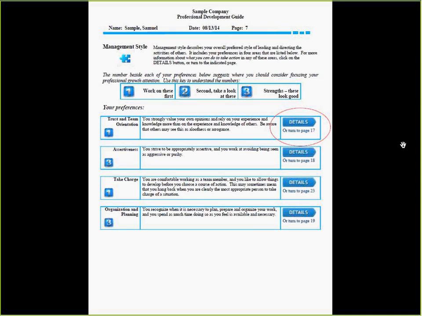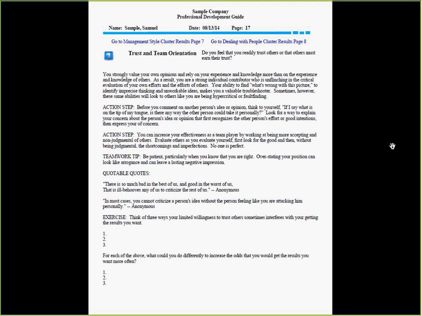The tools buttons are active links if you are looking at the digital file, or page numbers if you have printed the report, to detailed suggestions for growth that specifically address this preference. Let's pick one of these preferences, trust and team orientation, and on details, to see how it takes the user to the detailed suggestions for growth for that preference.